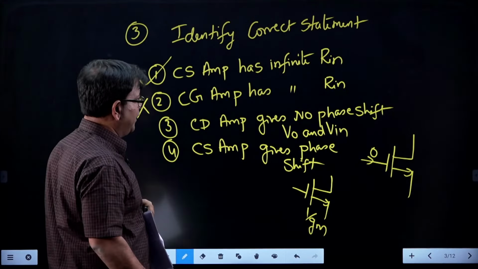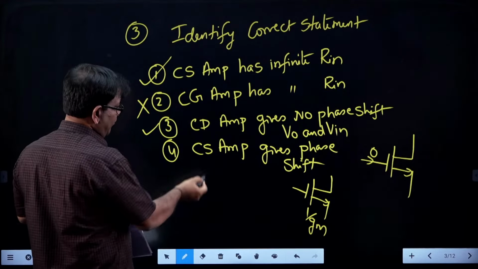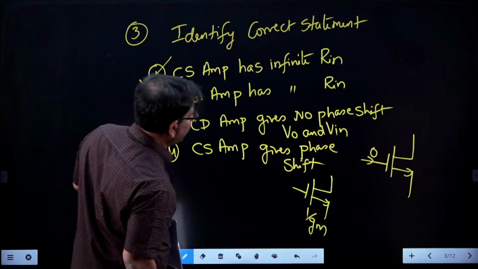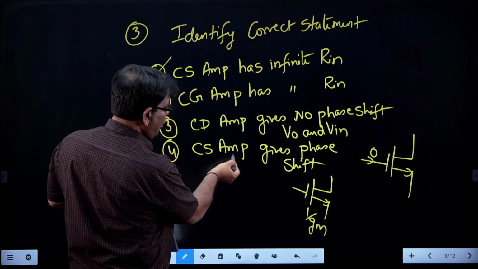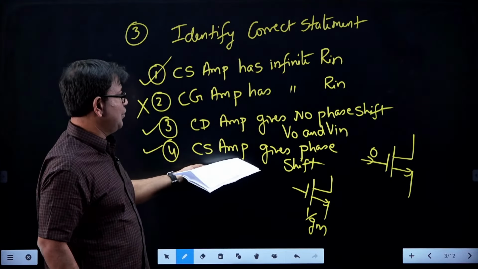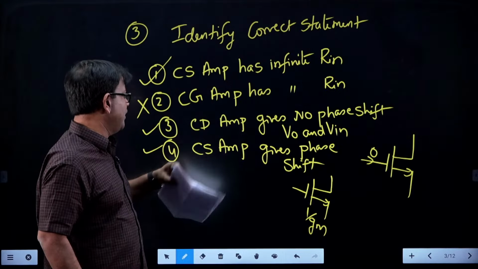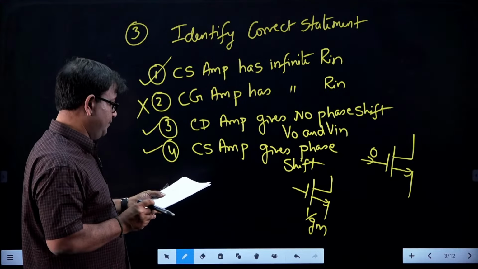Common drain amplifier gives no phase shift, which is correct. It is similar to common collector amplifier. Common drain amplifier gives no phase shift. Common source amplifier gives phase shift. So, this is also correct. Common source is the only amplifier which gives phase shift. Common drain gives no phase shift. So, this is the correct option.